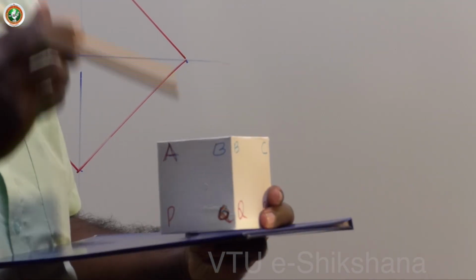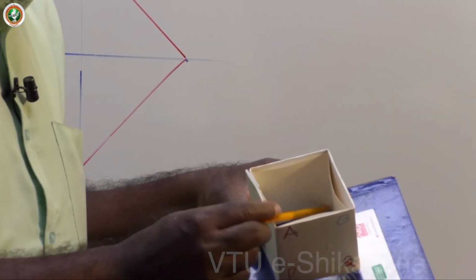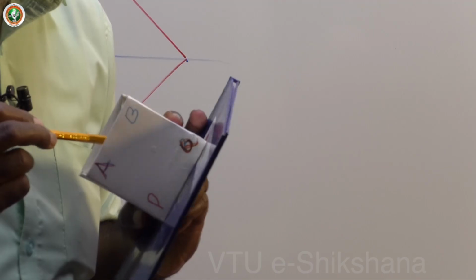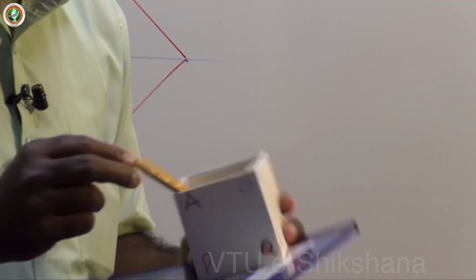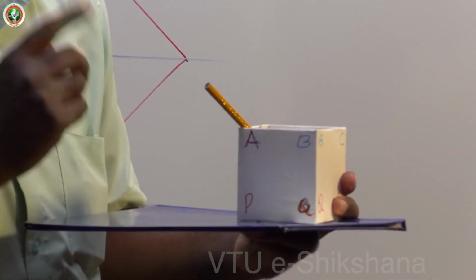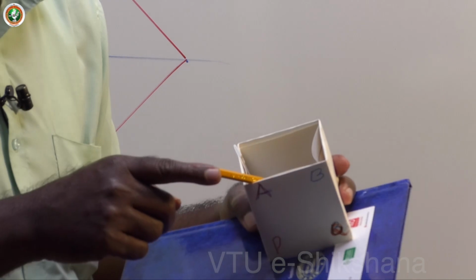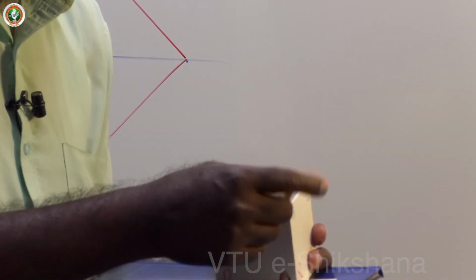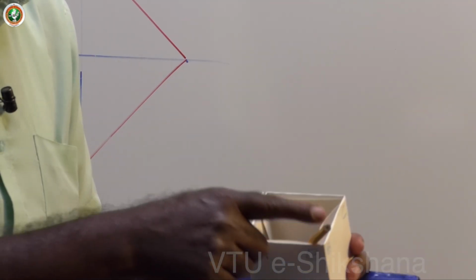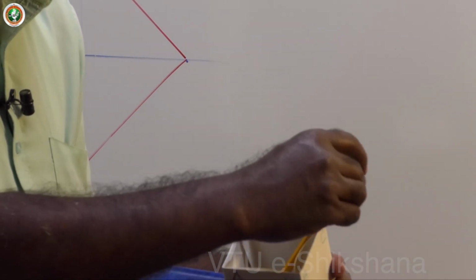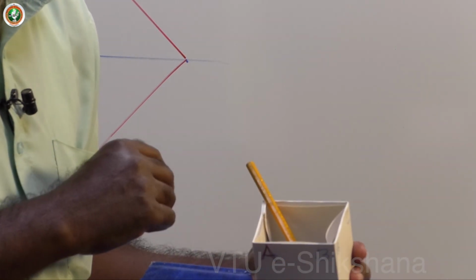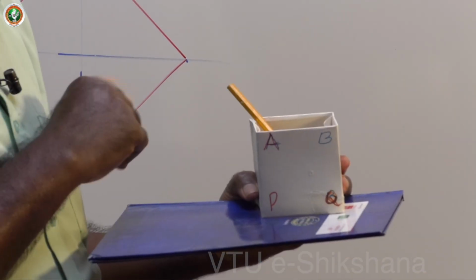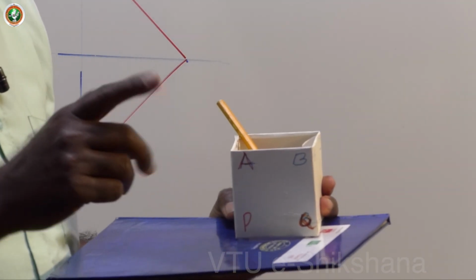Now let me have this line joining R with A. That is one solid diagonal, also called a body diagonal. Otherwise, S with B is another body diagonal. Like that, you have 4 body diagonals in this position. I will take one and discuss.